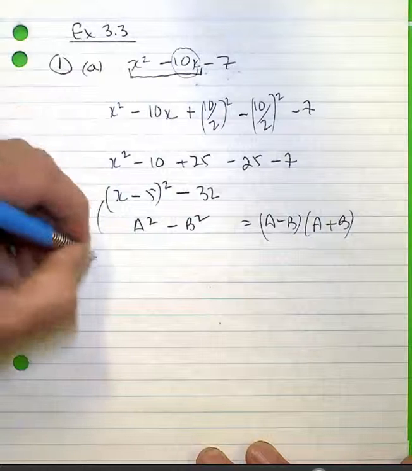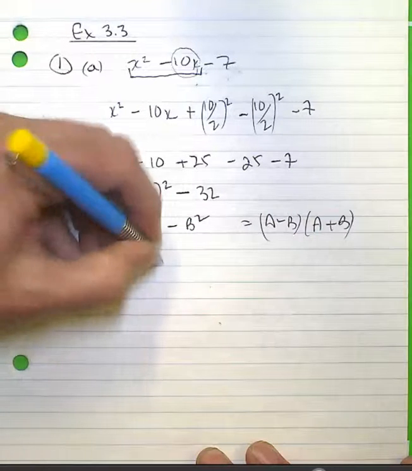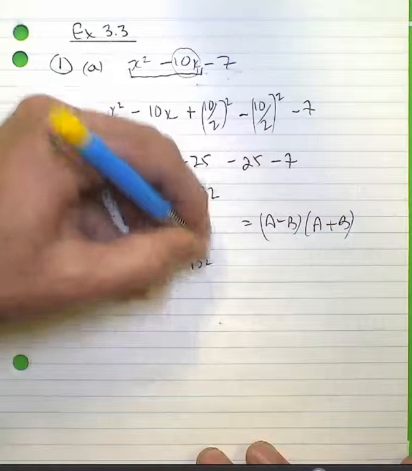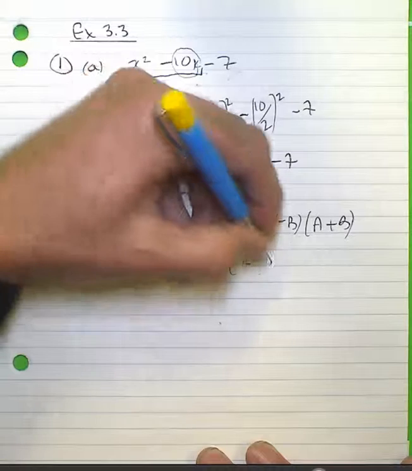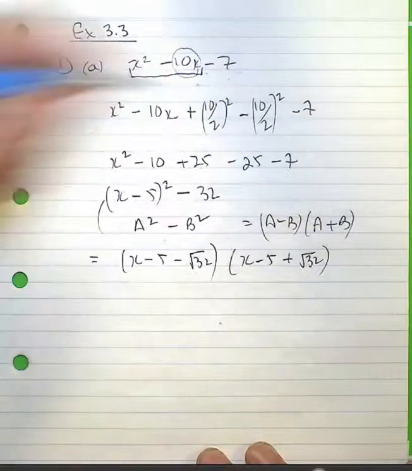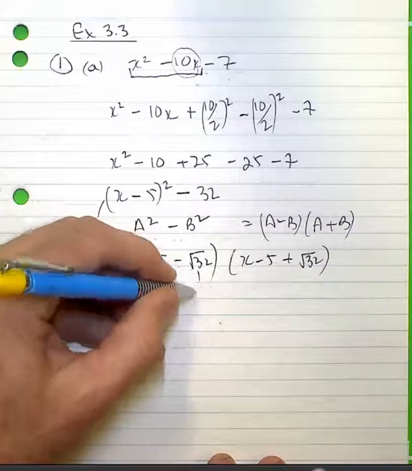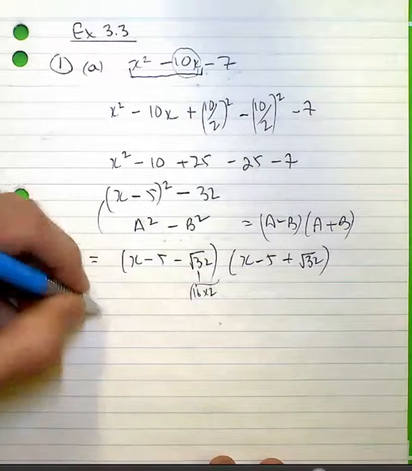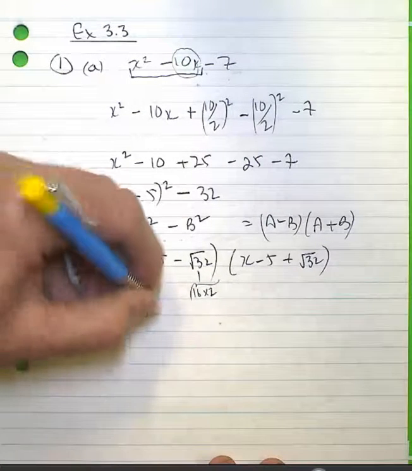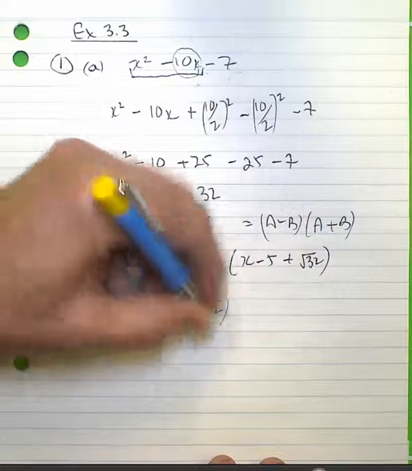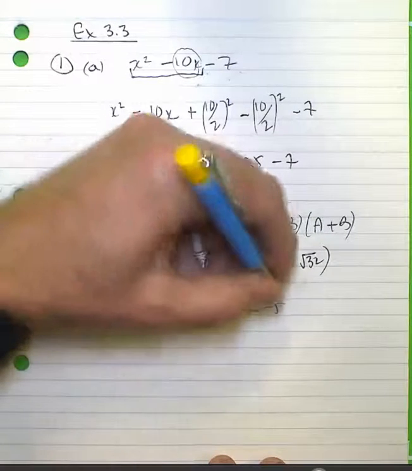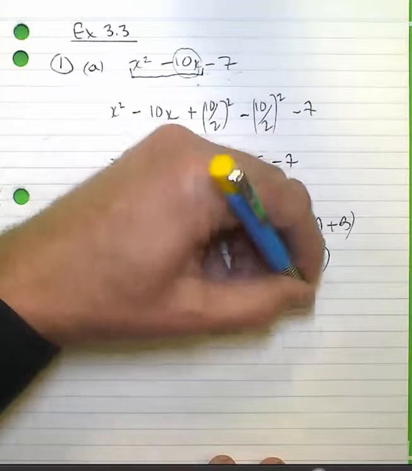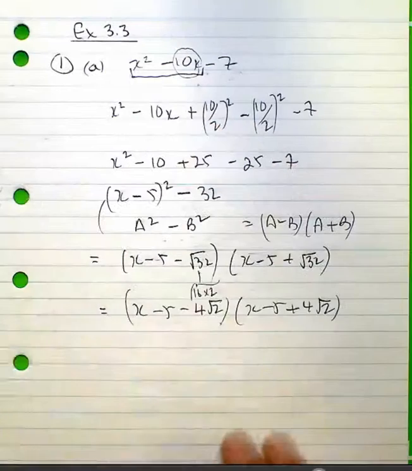So that therefore is equal to (x minus 5 minus root 32) lots of (x minus 5 plus root 32). 32 is 16 lots of 2, so root 32 is 4 root 2, as my answer.